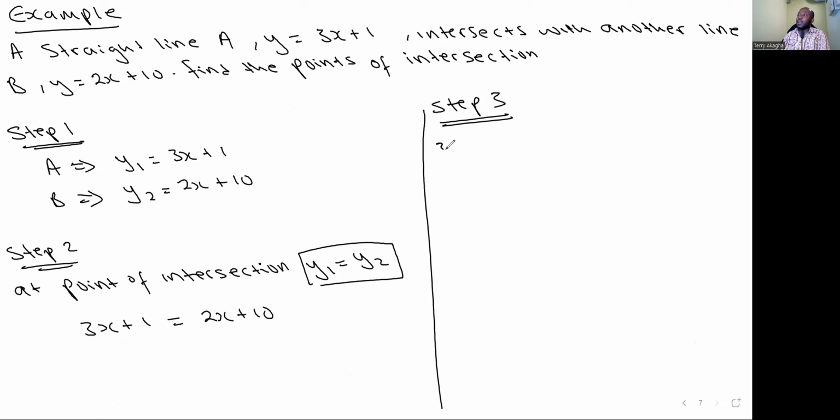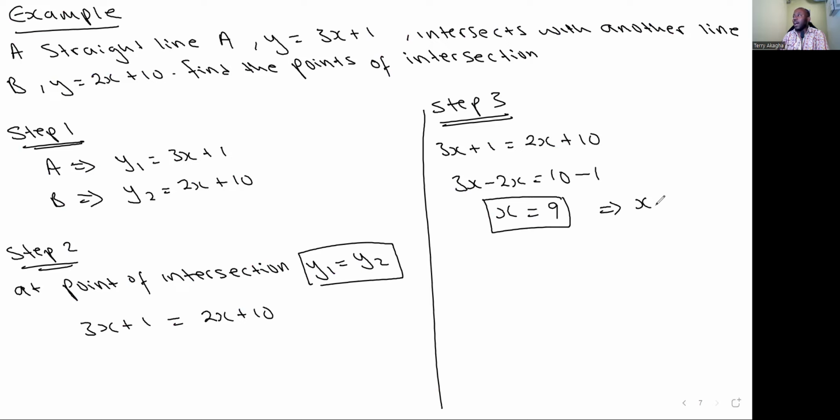So let's solve for x. We have 3x plus 1 is equal to 2x plus 10. I take 2x to the other side and take 1 to the other side. So it's going to give me 3x minus 2x is equal to 10 minus 1. And x will be equal to what? 9. This is the same thing as the xi that is equal to 9. Okay? So we've gotten the xi that will be equal to 9.